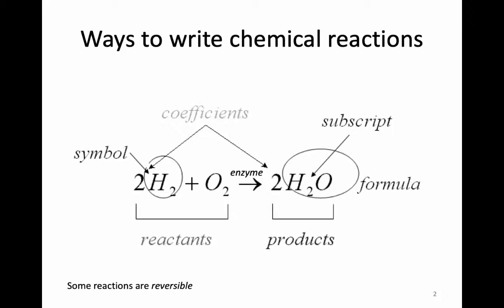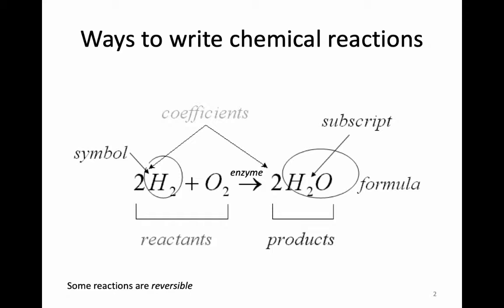The letters represent the atoms that we're dealing with in this particular chemical reaction. So here we're combining hydrogen and oxygen as our reactants to make water. The subscripts and the coefficients are to balance the equation, and we're not going to deal with that in our class.